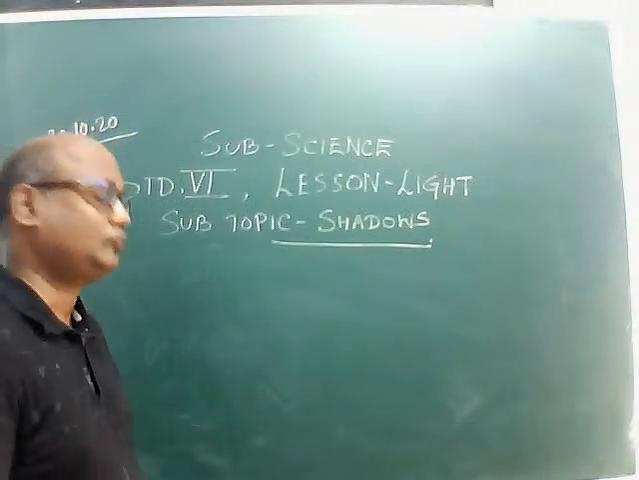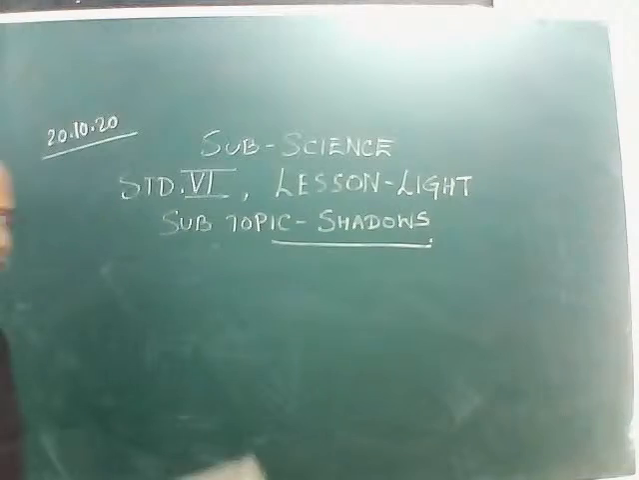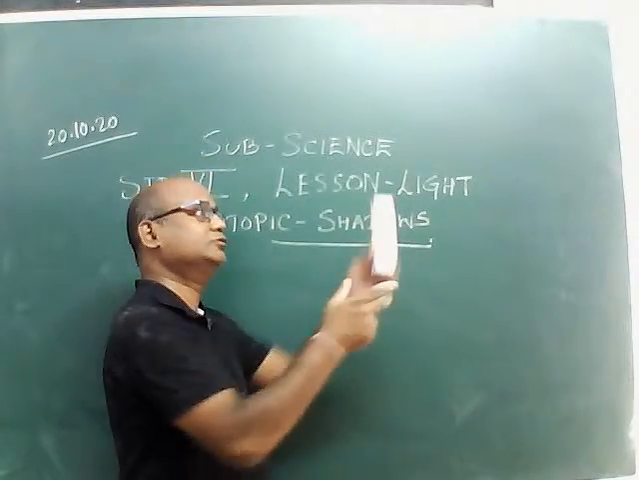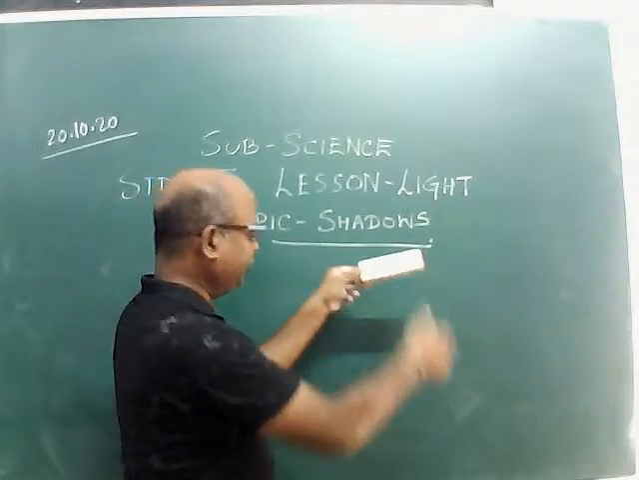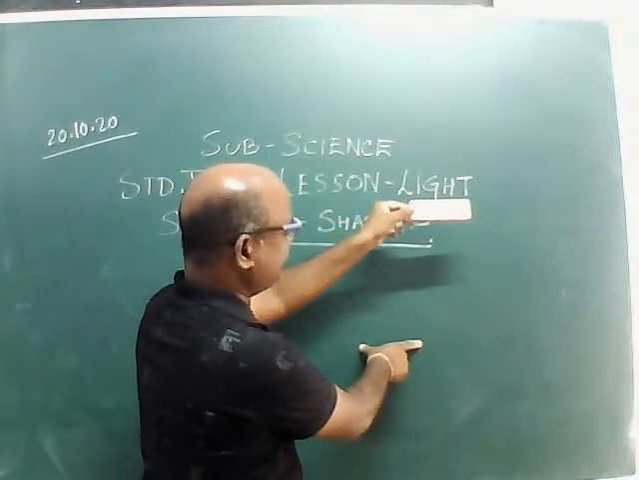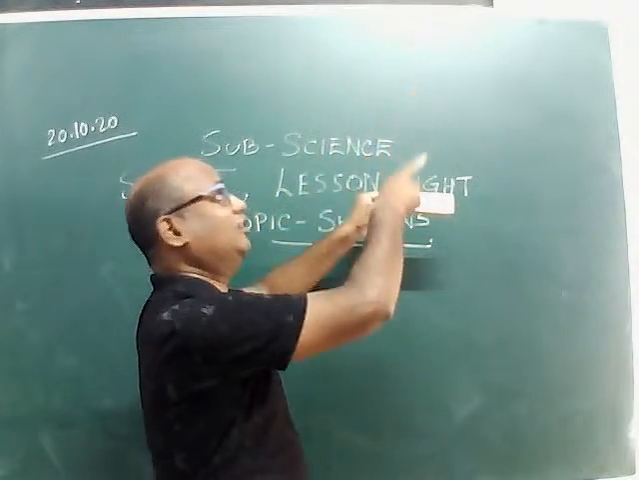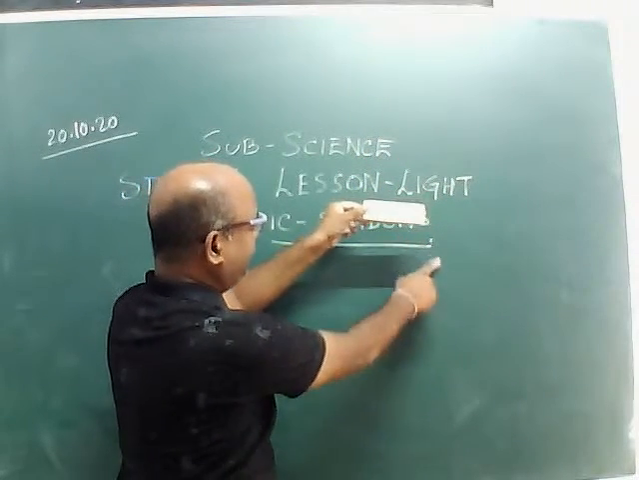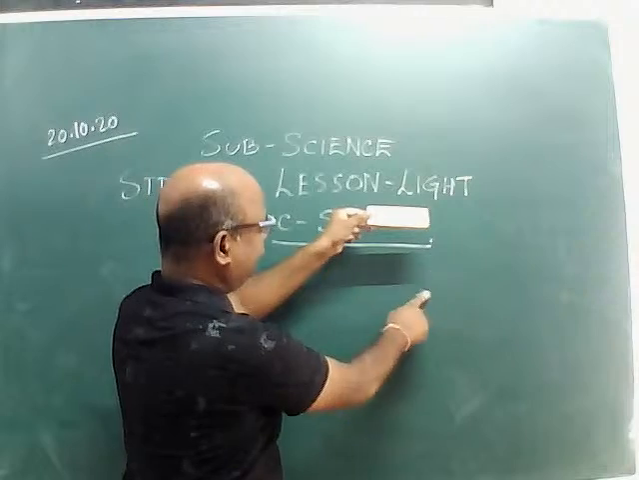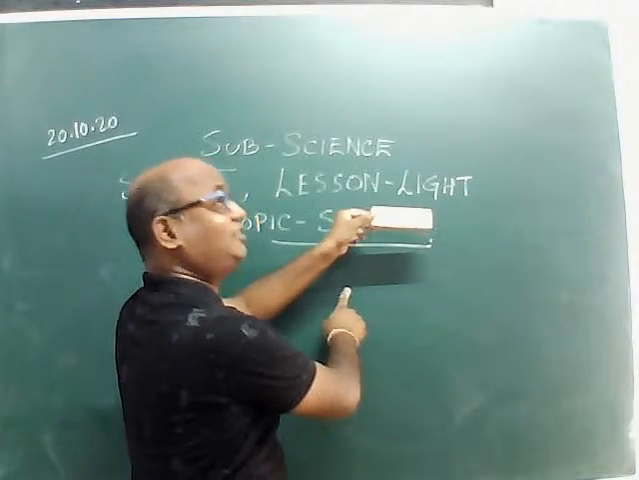Okay. For example, this is the duster. This is the source of light. Now the shadow of the duster is formed on this main board, because here the light rays are coming and they are blocked by this duster, and we will find a dark patch formed on this main board. That is shadow.